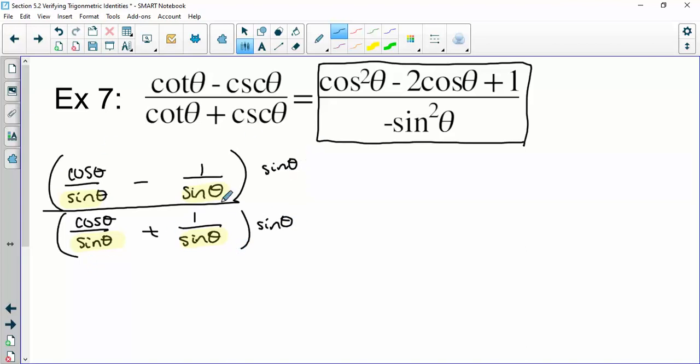So cosine over sine times sine would just give me a cosine. 1 over sine times sine is 1. And then we should conjugate. On the bottom we have cosine plus 1. So we've cleaned this up a lot. We're still not quite where we want to be. So we have to figure out what we might do there.